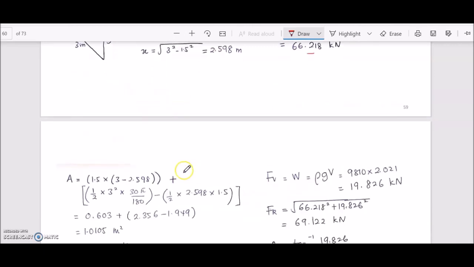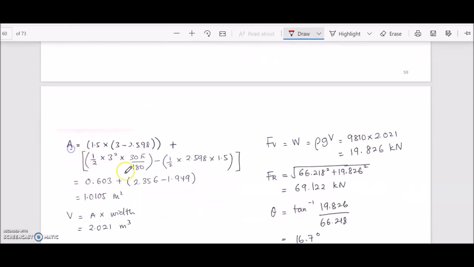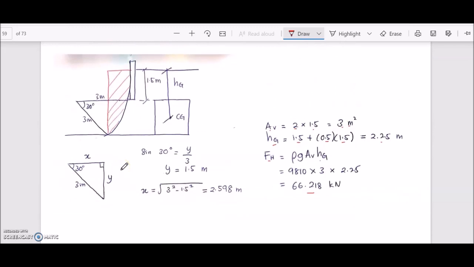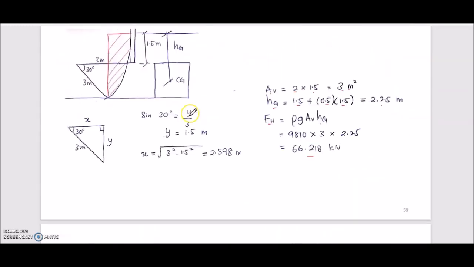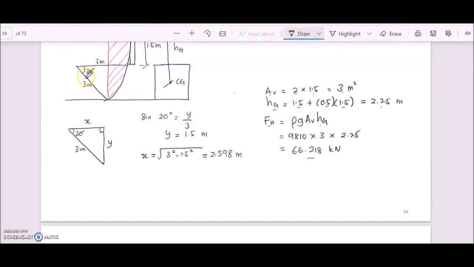Alright, so now we look at the curve. Okay, so we calculate the area of the curve. Alright, so we have 1.5 times 3 minus 2.598. What is 2.598? From the sine theta here, we have theta is 30. So sine 30 equals y, y is the opposite over the 3 hypotenuse. So we get y is 1.5 meter. So y is 1.5. Now we can get x by using this formula. So we have x is 2.598.